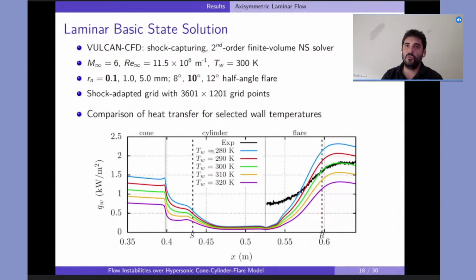We calculated the flow solution for different wall temperatures, 280, 290, 300, 310, and 320 Kelvin, and then compared with the experiment. And then we realized that we had a very good agreement for 300, so that's the temperature we use for the wall for the remainder of the talk. But still, we did not have a very good agreement in this region here, and that's where separation is happening. Separation starts at this line in the cylinder, and the flow reattaches at this line. You can see that the solution and the experiments agree very well after reattachment, but not so well here in the separation region. That's something we still need to further understand.